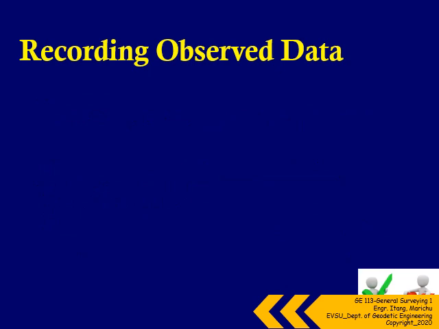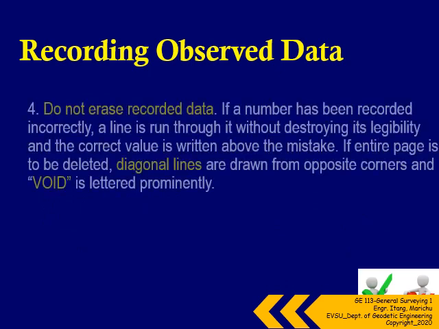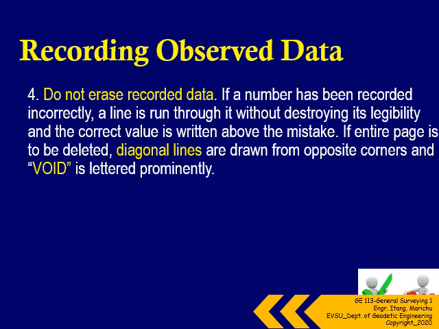Upon recording an observed data, take note, do not erase recorded data. If a number has been recorded incorrectly, a line is run through it without destroying the legibility, and the correct value is written above the mistake. If the entire page is to be deleted, diagonal lines are drawn from the opposite corners and void is lettered prominently.